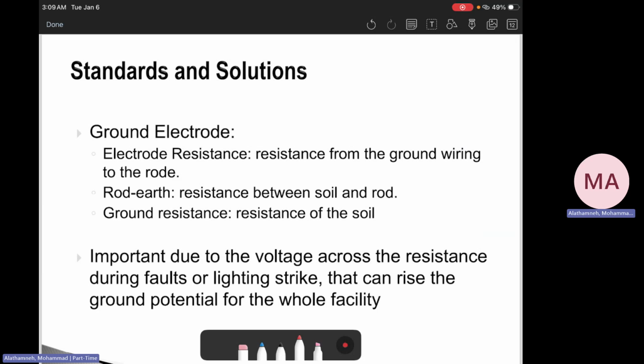The other thing is that during faults or lightning strikes, a large current can flow into the ground system. Voltage equals current times impedance, which makes the whole facility ground potential rise temporarily, what we call a very high voltage spike. This is called ground potential rise, or GPR.